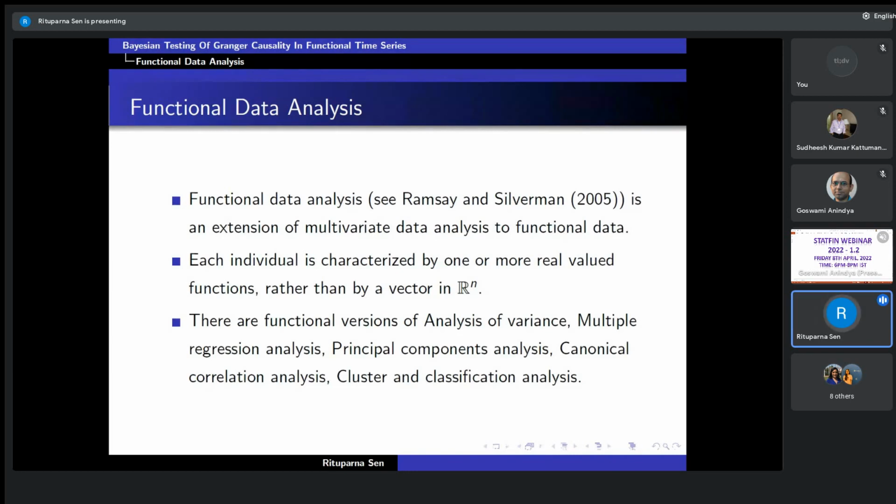And the standard book for functional data analysis is Ramsay and Silverman 2005. And this is an extension, as I said, of multivariate to functions. Each individual is characterized by one or more real valued functions rather than a vector in R^n, as is the case in the multivariate. So as with multivariate data, there are functional versions of analysis of variance, regression, principal components, canonical correlations, cluster analysis, classification. So all these things over the years have been developed for functional data.